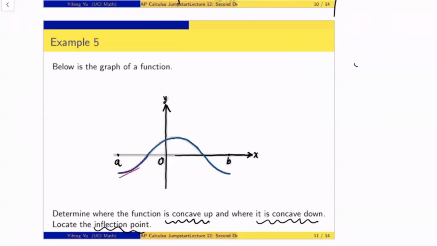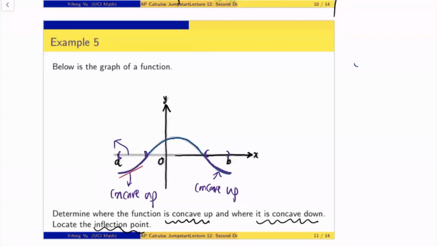because if you draw the tangent line, you find the graph on this portion is above it. So this portion is concave up. Similarly, if I look at this portion, the graph is concave down. In this interval, it's concave up.